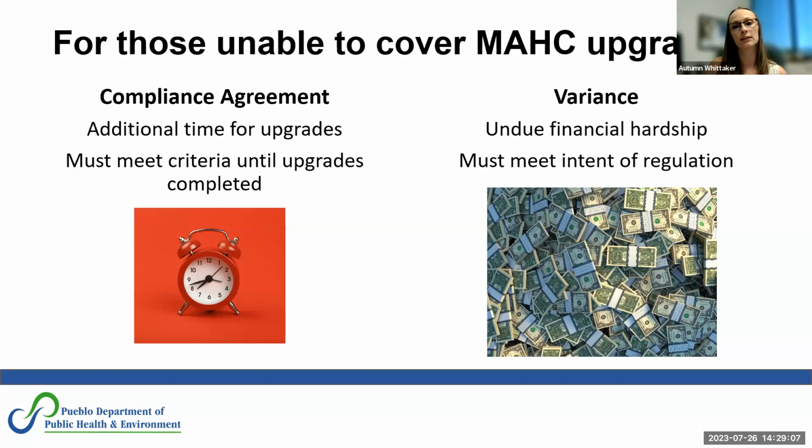We also gave facilities the option for a variance, and that is only when the facility has an undue financial hardship that prevents them from making an equipment change. And so that's allowing them to work with their equipment as is, but they must also meet the intent of the regulation and ensure public safety. So that was one other option that we gave our facilities.